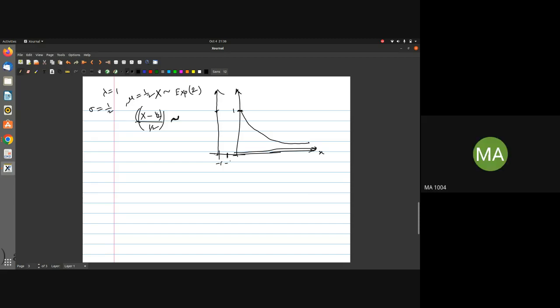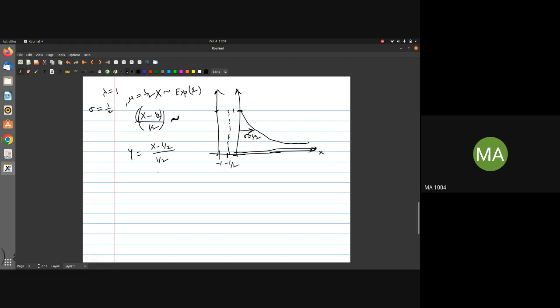This will be shifted to minus 1 by 2, right? Yes. Okay, so same thing. It will be shifted to minus 1 by 2. Now what will happen to the standard deviation? It becomes half. So what will happen to the shape of the distribution? Previously sigma was 1 by 2. Now with this random variable, suppose y is equal to x minus half divided by 1 by 2.